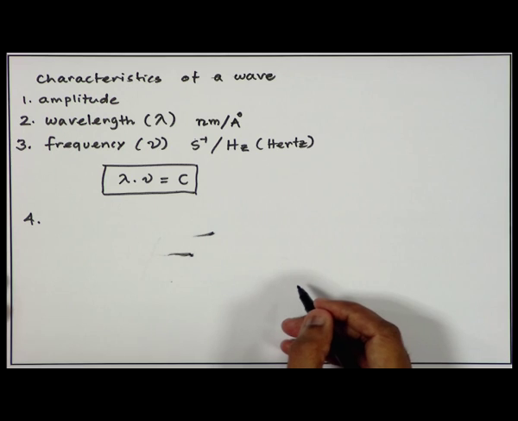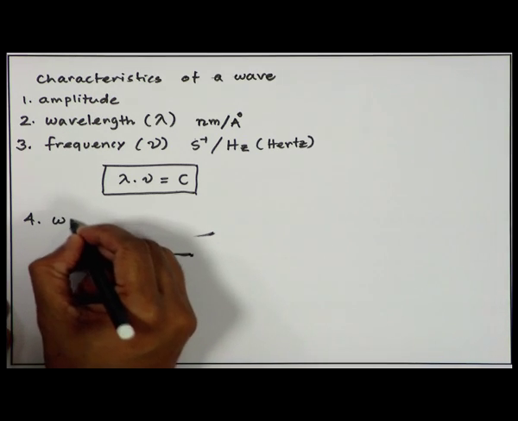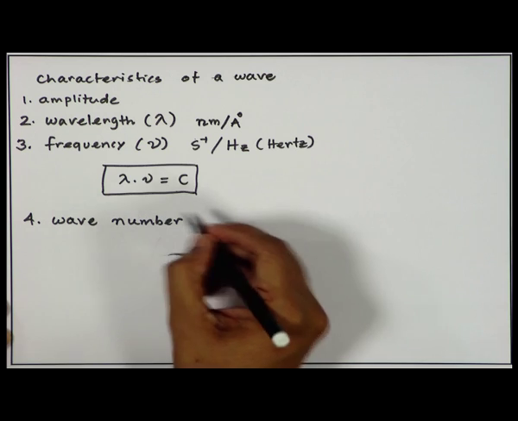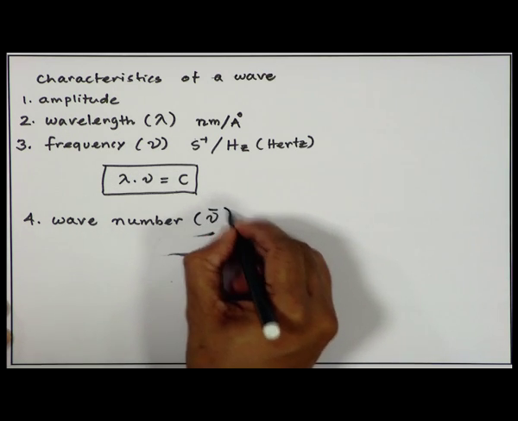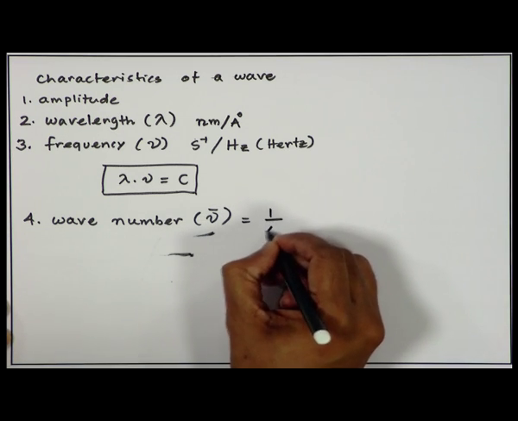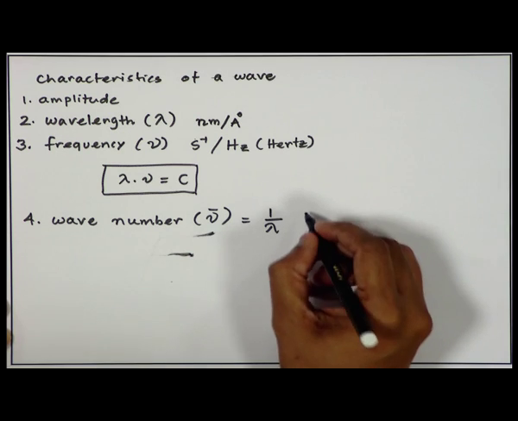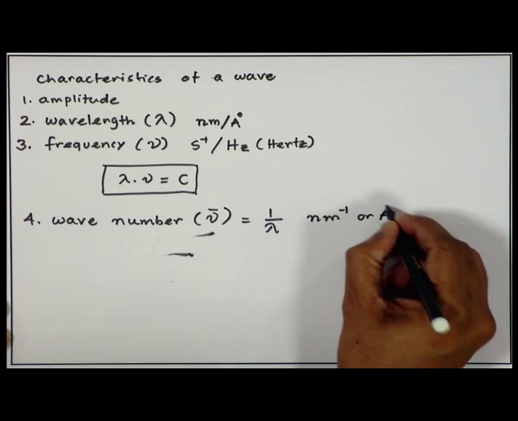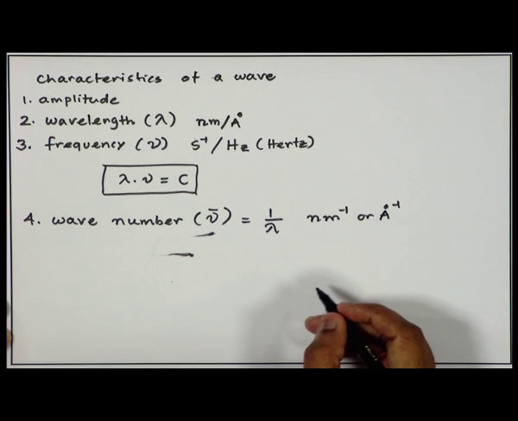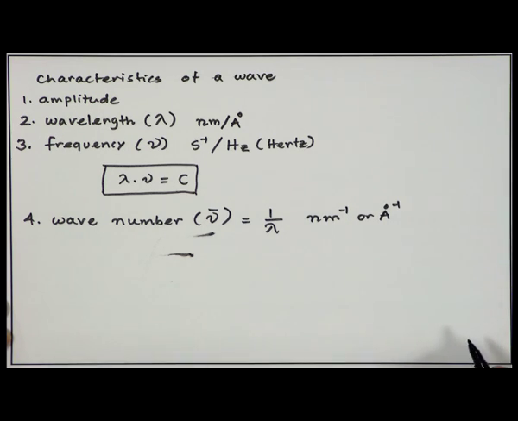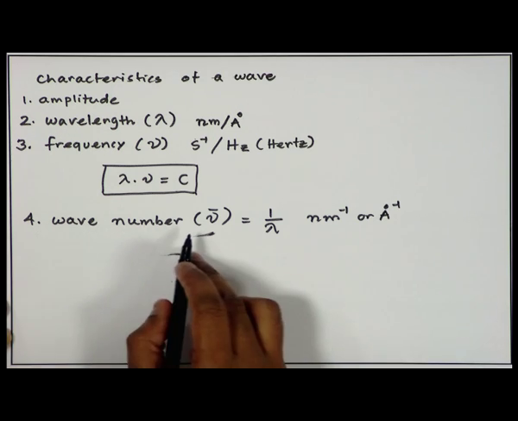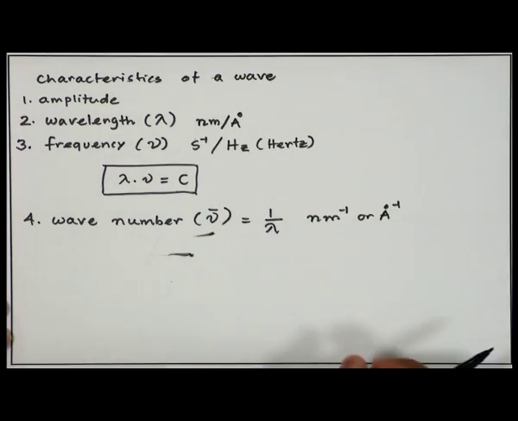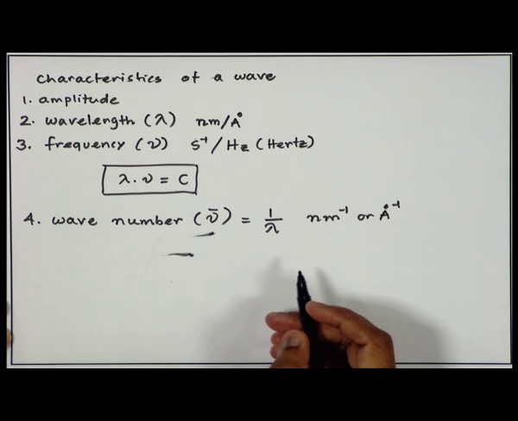We sometimes come across another terminology, which we call wave number. We signify it as nu bar. It is nothing but the reciprocal of lambda, 1 over lambda. The unit we use is nanometer inverse or angstrom inverse, essentially any inverse length unit. Wave number is essentially the number of wavelengths you can fit in per unit length.